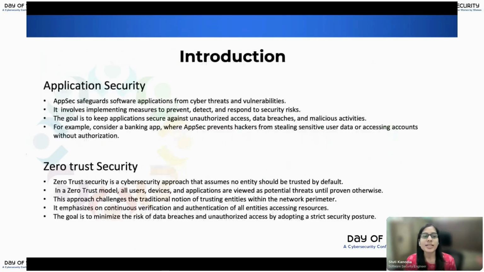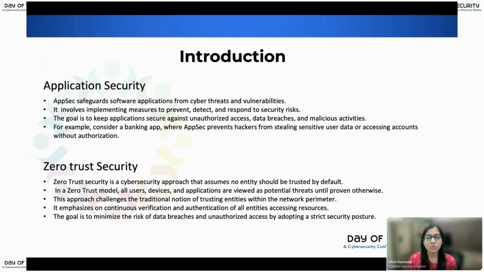So what is application security? I'm sure many of us are already aware, and many of us work in the application security domain. But just to set the stage, let's start with the basics. Application security is a practice that safeguards your applications and your software from various cyber threats and vulnerabilities. It involves implementing measures to prevent, detect, and respond to security risks.